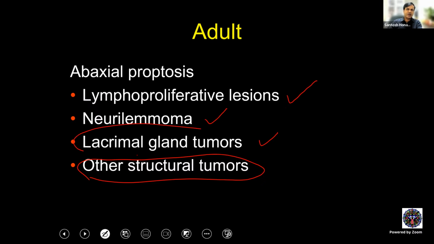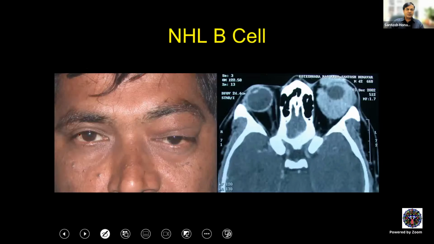Lacrimal gland tumor is very easy to diagnose because all these patients will have displacement of the eye downwards and inwards. Neurilemoma, if it is from the supraorbital nerve, most common, the eyeball will be displaced down. If it is infraorbital nerve, it will be displaced up. Lymphoproliferative lesion, depending on the location of the lesion, it will be displaced. Other structural lesions, well, of course, it depends which structure is affected.